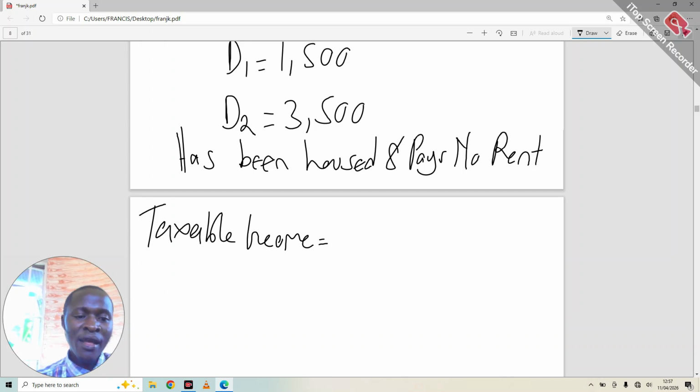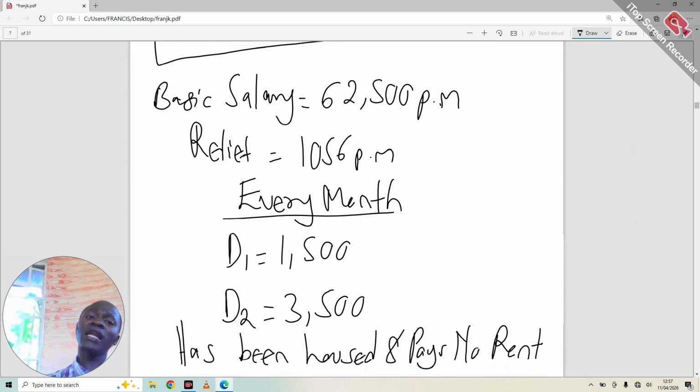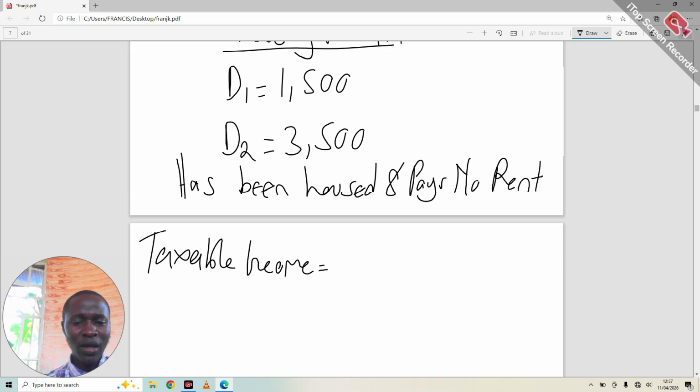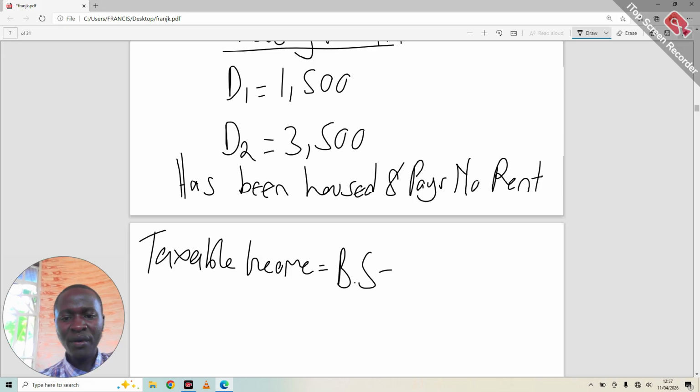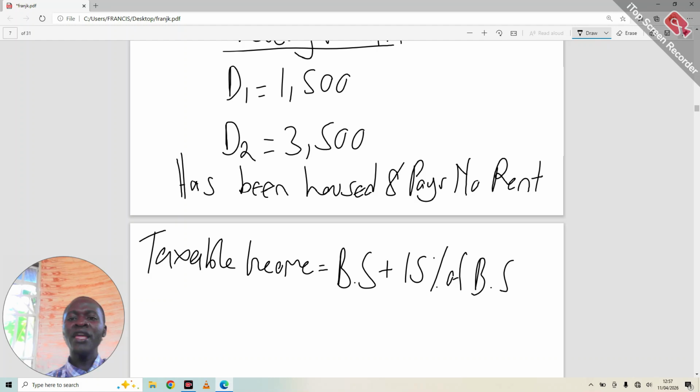Now, what will be the formula we use here? From what we've interpreted and analyzed here, there are no allowances. There are some cases where allowances are not given. So what is our taxable income? The formula that will be used in this part: basic salary plus 15% of basic salary. If this guy was paying rent, then we could have subtracted the rent.